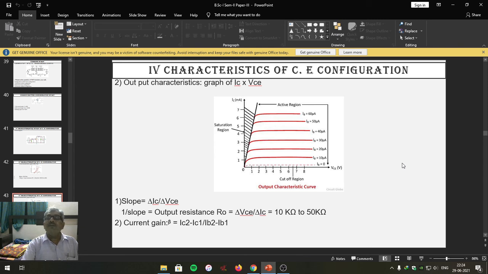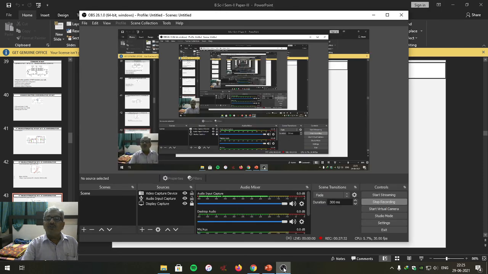Student friends, that's all about the BJT used in common emitter configuration. That's all about today's lecture. Next time we will go for the common base configuration. Please do remember all these aspects correctly so that the next article will become easy for your understanding.